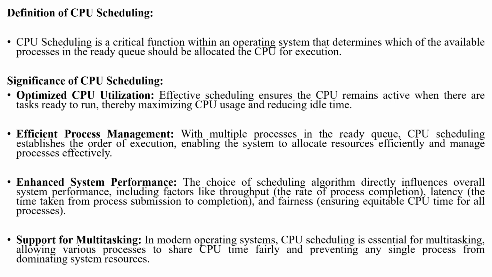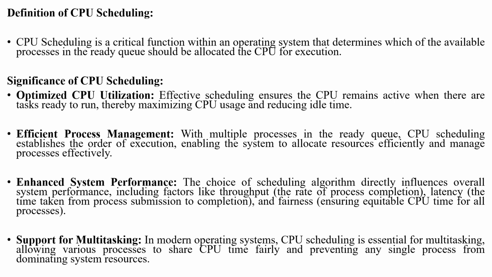Significance of CPU scheduling: optimize CPU utilization. Effective scheduling ensures the CPU remains active when there are tasks ready to run, thereby maximizing CPU usage and reducing idle time. Efficient process management: with multiple processes in the ready queue, CPU scheduling establishes the order of execution, enabling the system to allocate resources and manage processes effectively.